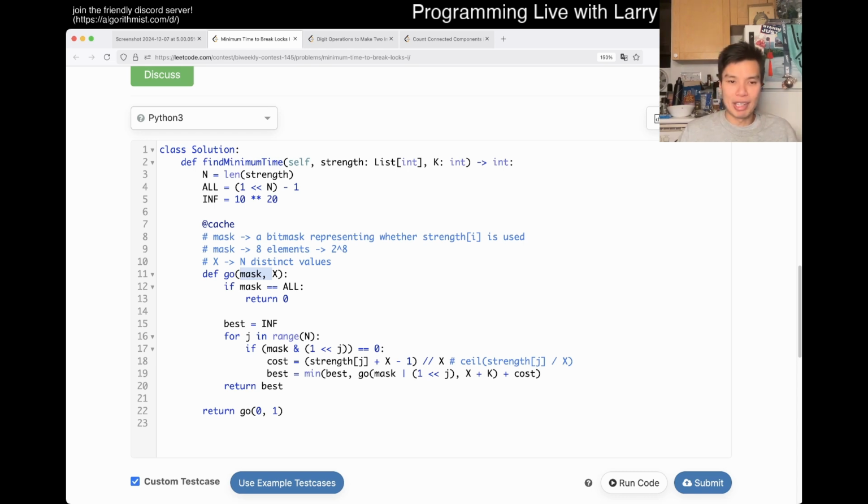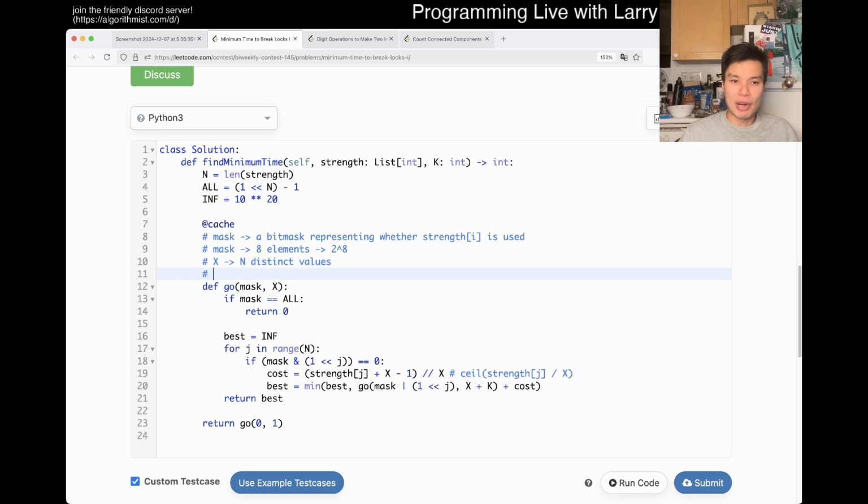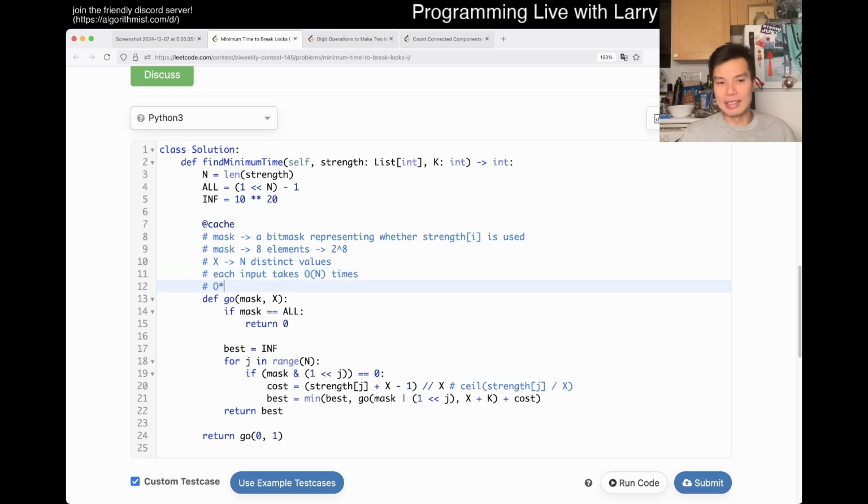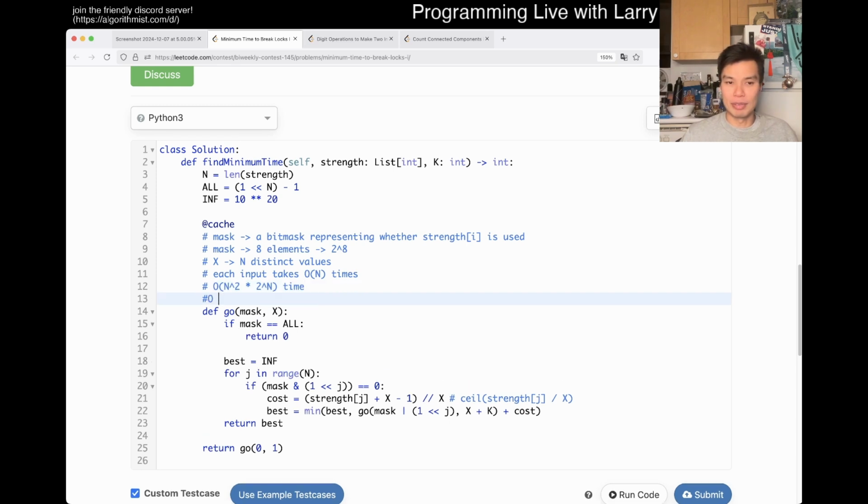Let me actually write this out, right? So what is the complexity here? Like I said, mask could be 2 to the 8. X can have n distinct values. And each input takes O of n time. So this is actually O of n squared times 2 to the n time, and that's pretty much it. And space is going to be O of 2 to the n times n space. I don't know why I wrote it the other way, but you get it anyway, right?